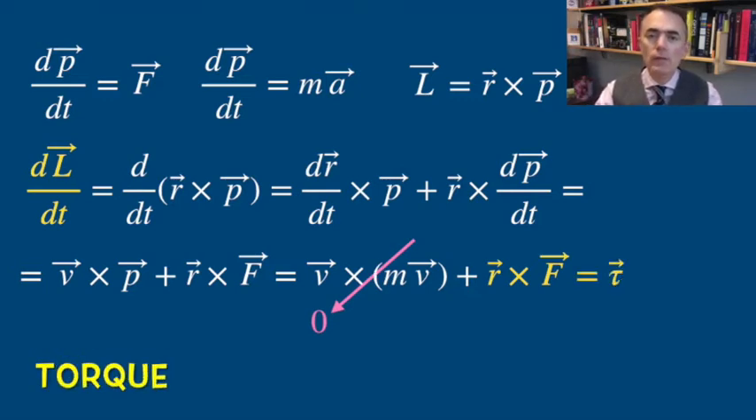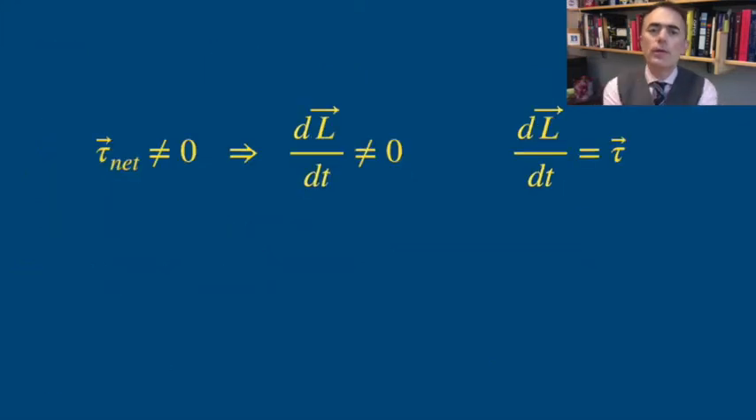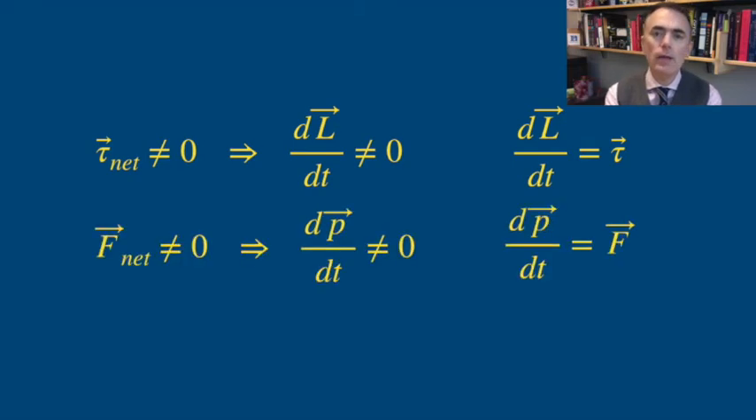So we have that the rate of change of the angular momentum of a system is equal to the torque applied to it. If there is a net torque, there will be a change in angular momentum. This is the extension to rotational motion of Newton's second law that says that if there is a net force, there is a change in linear momentum. So no net force, no change in linear momentum; no net torque, no change in angular momentum.